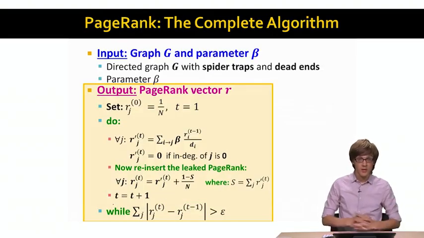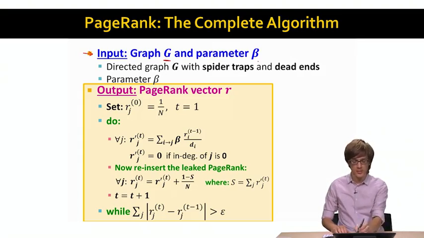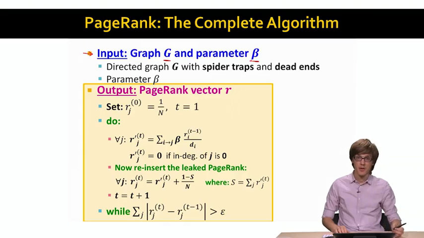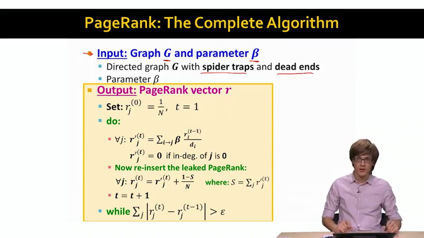So here is the complete algorithm for PageRank, how one would actually implement it in practice. On our input, we are given a directed graph G, and a parameter beta, the teleportation parameter. What we are assuming in this algorithm is that our graph may have both spider traps and dead ends. Nothing will break; the algorithm is robust regardless of whether dead ends and spider traps actually happen.